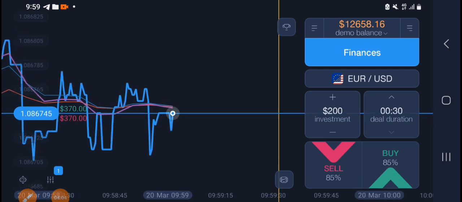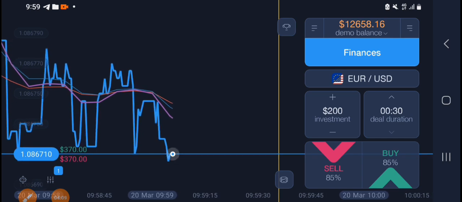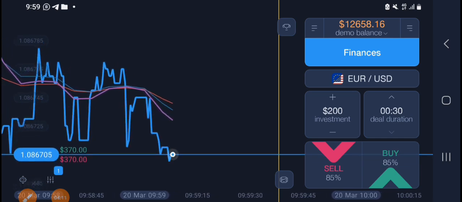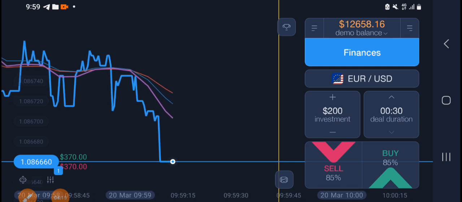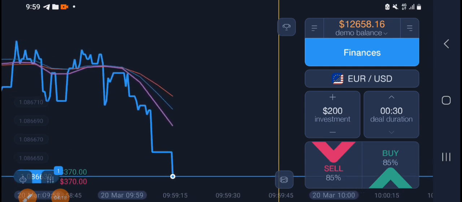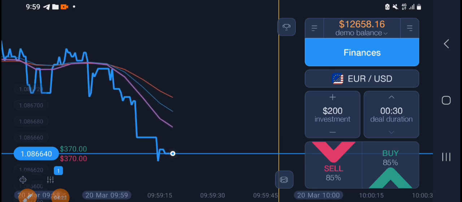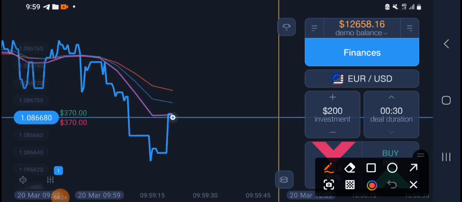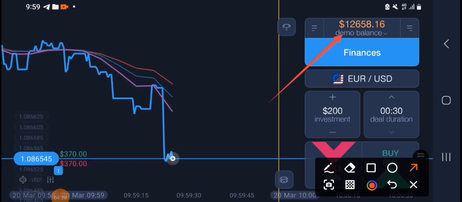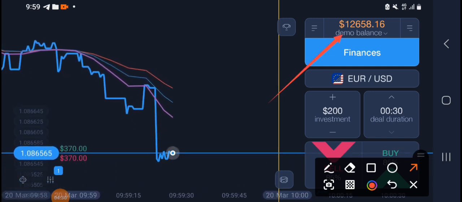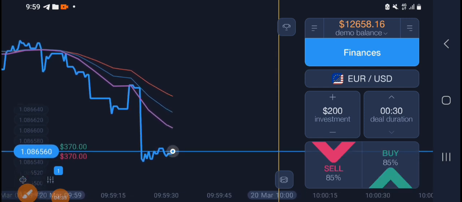Once you get registered, you will be given $10,000 in your demo account. Now, the essence of this demo account is for you to learn and practice things, and be conversant with this platform. So as you can see right here, I have increased this account to 12,658.16.